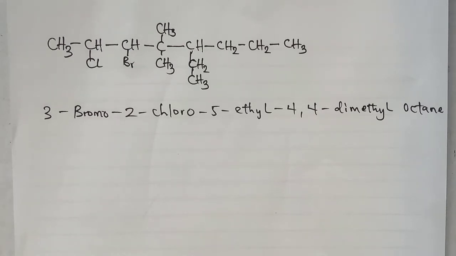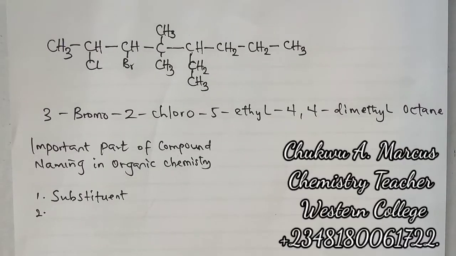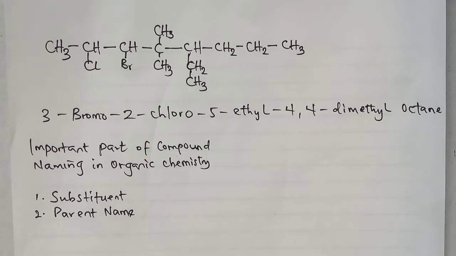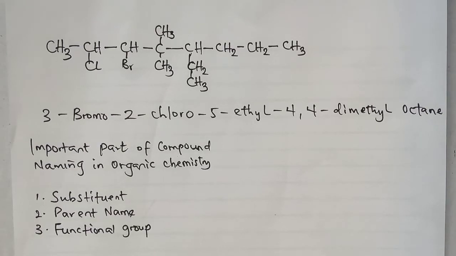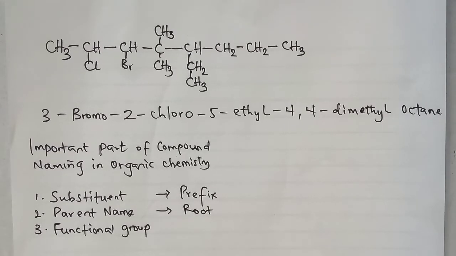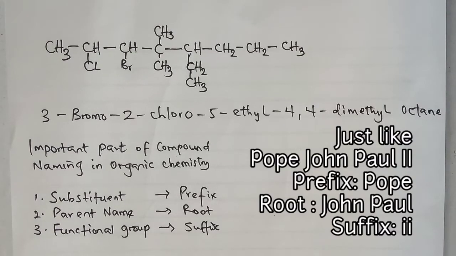There are 3 things I would like you to know in order to name an organic compound. One of them is the substituent, another is the parent name, and the other is the functional group. In naming things in the English language, the substituent represents what we call the prefix, whereas the parent name represents what we call the root. The functional group is what we call the suffix. To name compounds, these 3 things must be there in organic chemistry.